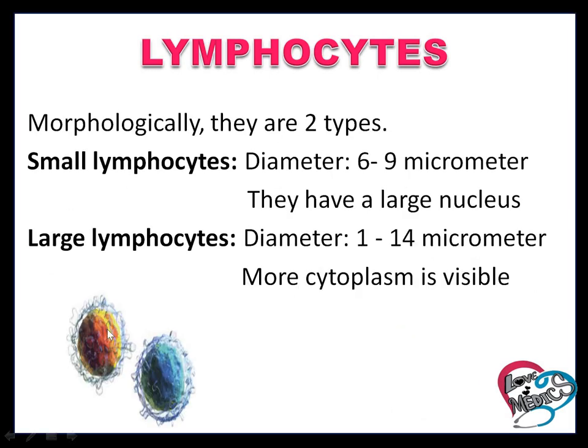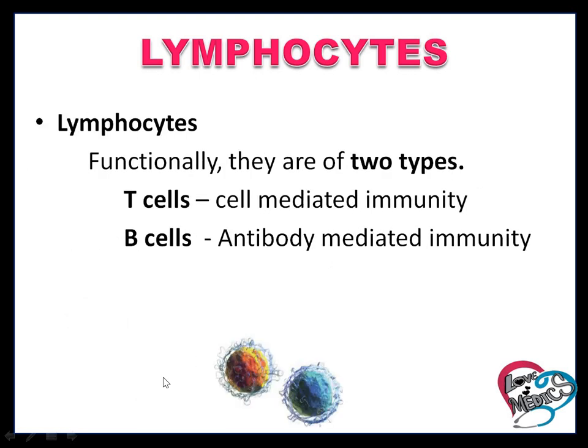Structurally, which means morphologically, the lymphocytes are of two types: small lymphocyte and large lymphocyte. Small lymphocyte diameter is 6 to 9 micrometer. They have a large nucleus. And large lymphocyte diameter is 10 to 14 micrometer. In large lymphocyte, more cytoplasm is visible.